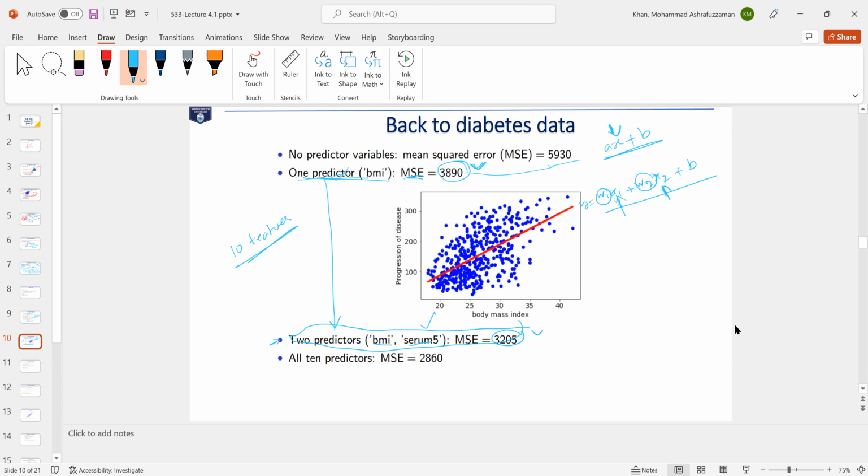Now if we use all 10 features, then the mean squared error drops to this number. It's not a huge drop, but at least we can say that if you use all 10 features, the model becomes even better than using two features. And then the model will look something like this: W1x1 plus W2x2 until W10x10 for the 10 different features, plus b. So that's how we model.